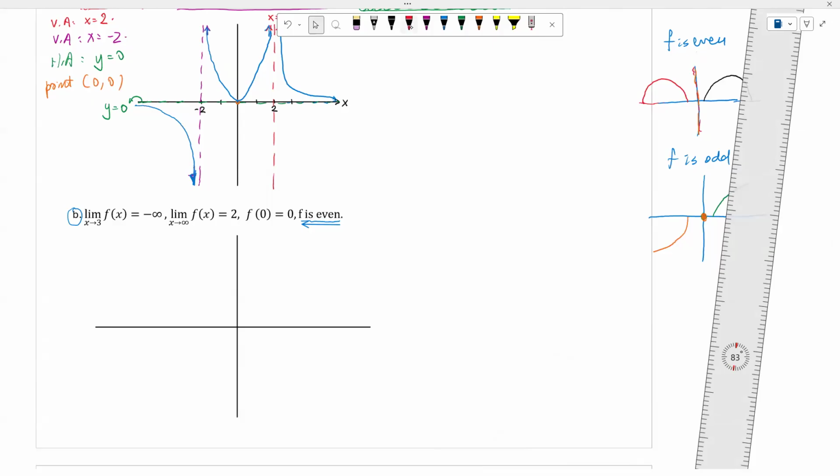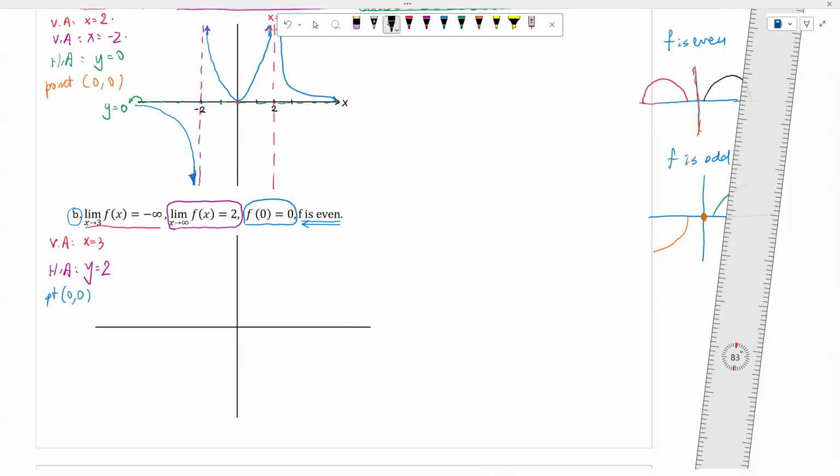So now let us try to see how we gather the information. Okay. So this limit tells me that I have a vertical asymptote at x equal to 3. This one essentially tells me that I have a horizontal asymptote, y equal to 2. Okay. And this one tells me that I have a point (0, 0). Okay.